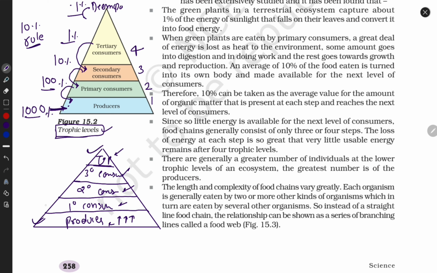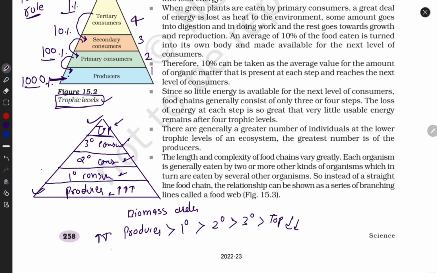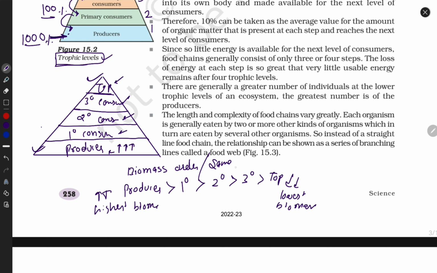Less biomass, then consumers have less biomass. I have written here according to biomass order. Highest biomass is for producers, they are very large in number, they have heavy weight. Then primary, then decrease, then tertiary, and then top consumers. Highest biomass and lowest biomass. If I arrange according to number, it is the same according to number.